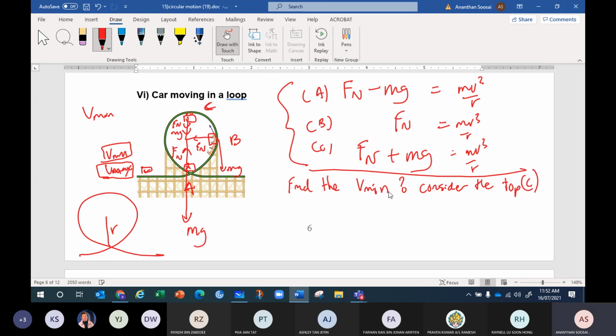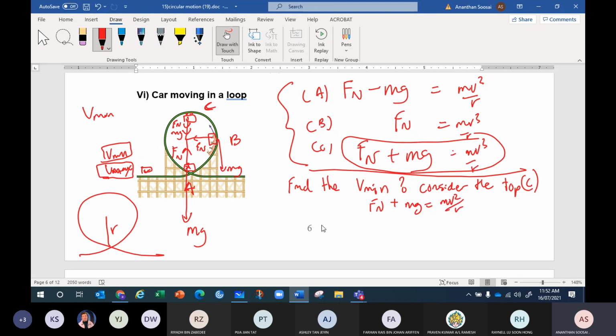For V minimum, consider the top, because if it can pass C, even with very little speed, then it passes. So the most critical point is C, the top point. So to find the V minimum, we go to the top. What is the equation for C? Fn plus mg equals mv squared over r.